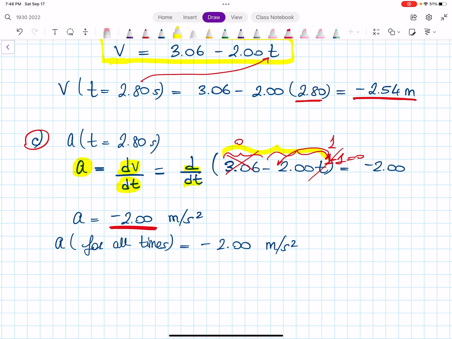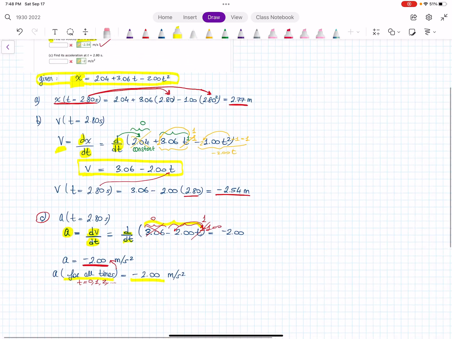What does that mean? For all times, regardless of what you plug in, t equal to 0 seconds, 1 second, 2 seconds, whatever you plug in, there's nothing to plug in, so your acceleration is constant. That's it for this problem.